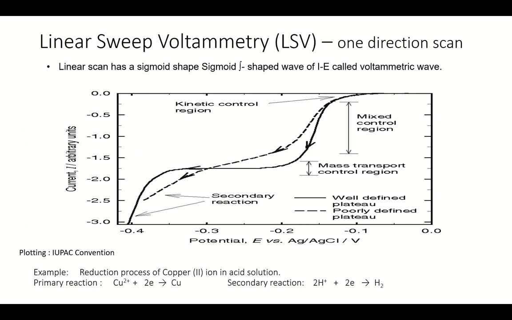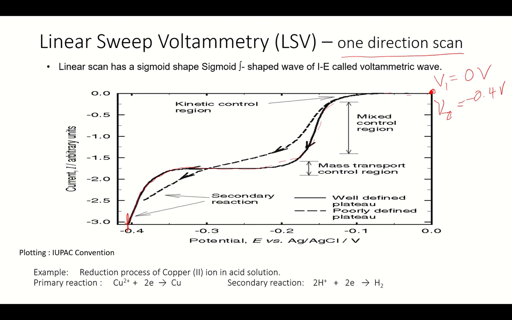This is linear sweep voltammetry. There is only one direction scan. It starts from here. For example, the initial voltage V1 is 0 volt, and it stops at V2, the new voltage, which is negative 0.4 volt. Just one direction: from here it will scan or sweep to this, stopping at negative 0.4 volt.